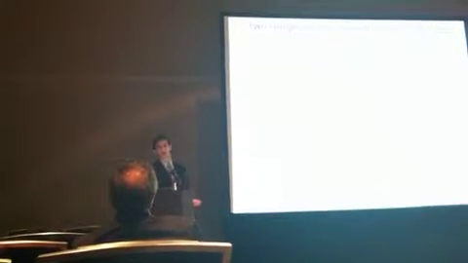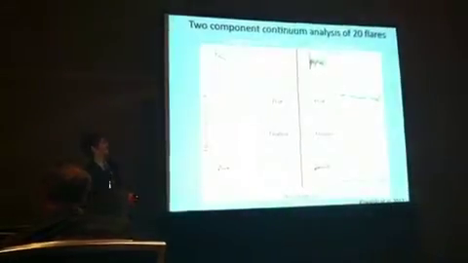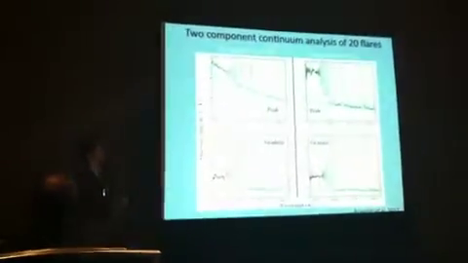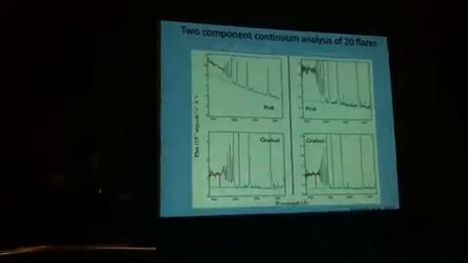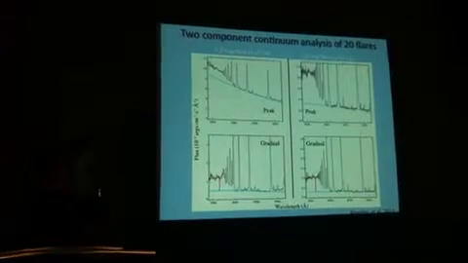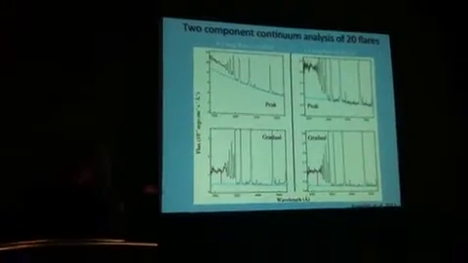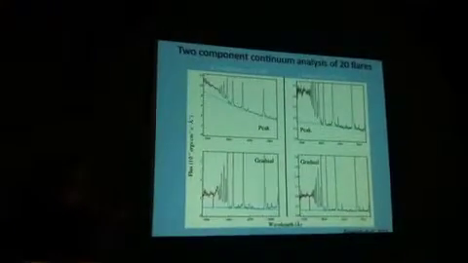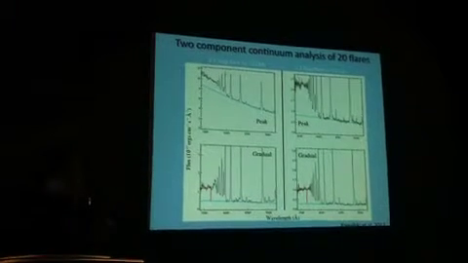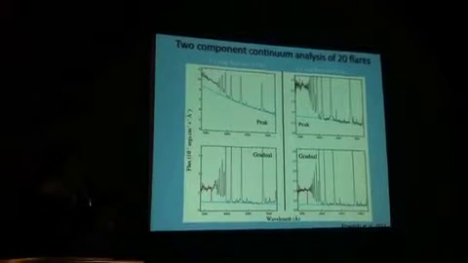So just a quick peek at the 2-component analysis. Here are peak and gradual phase spectra from 2 very energetic flares, one with a large peak and one with a small peak. And you can see that the 2 continuum components have various contributions to the total continuum emission during the different phases of the flares and between the different flares.